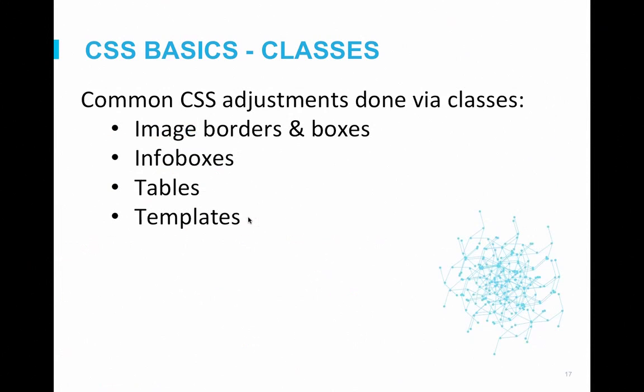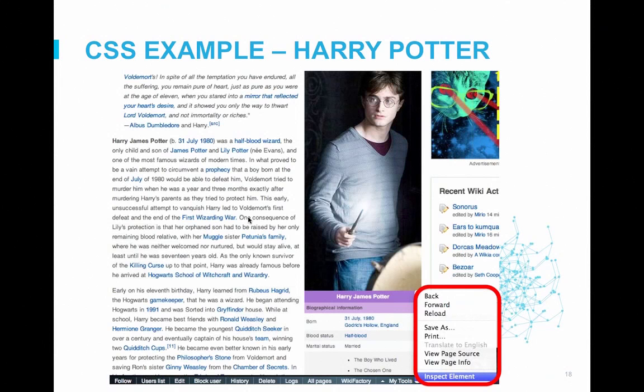So what are the common things that you want or can change using CSS? We've seen people around Wikia change images and image borders and boxes. A lot of things happen around info boxes and how they look and behave. People also modify tables, different templates, and stuff like that. So here's a common example with an info box that we're gonna just modify to show you how this works.